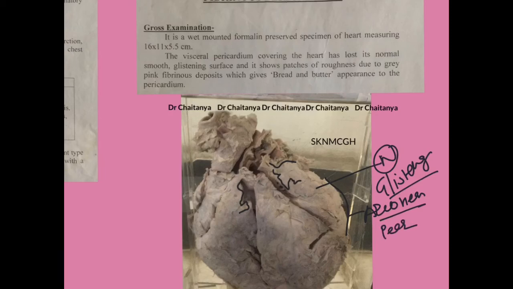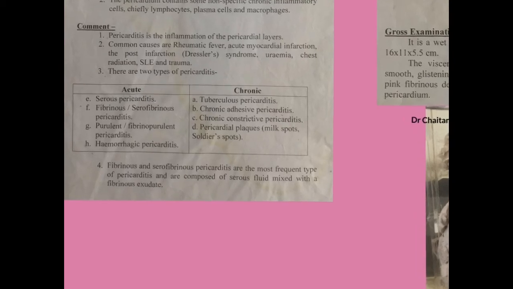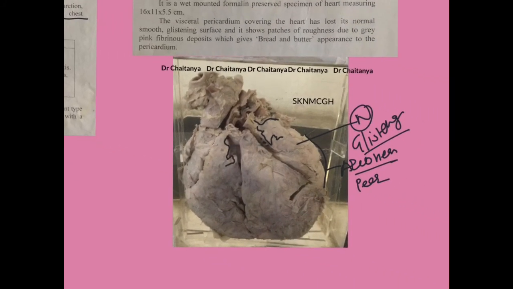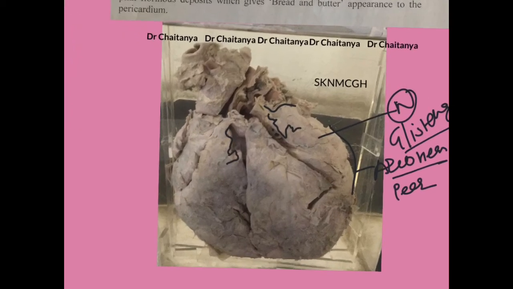The causes of pericarditis are very important. It can occur in rheumatic heart disease, Dressler syndrome, uremia, chest radiation history, SLE and trauma. So these are the main important causes, because whenever this specimen is there, most probably the examiner will ask you what are the causes of pericarditis.